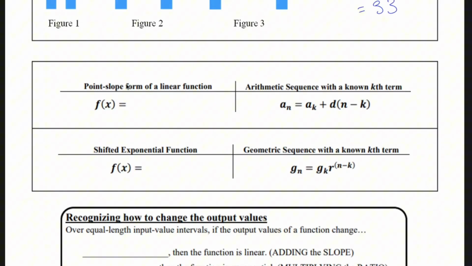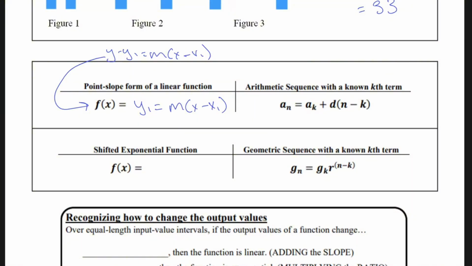So what are we doing here? We are comparing the point-slope form of a linear function to the arithmetic sequence. You learned point-slope form as y minus y sub 1 equals m times the quantity x minus x sub 1. Now we're turning y into f of x. Let's add y sub 1 to both sides, and you're left with something basically the same as the arithmetic sequence. You see it? Now they're using the kth term instead of the first term. No big deal.